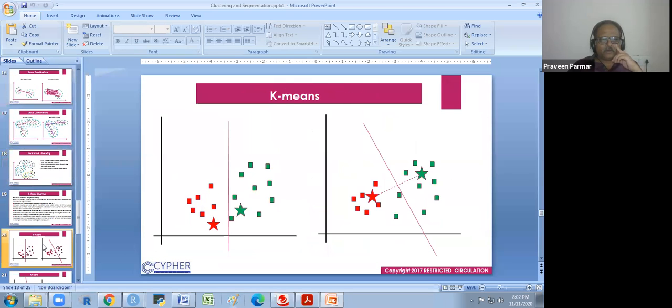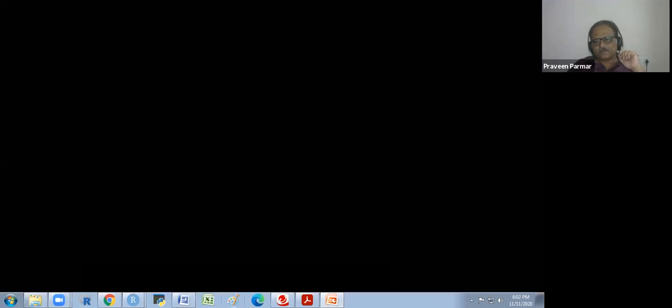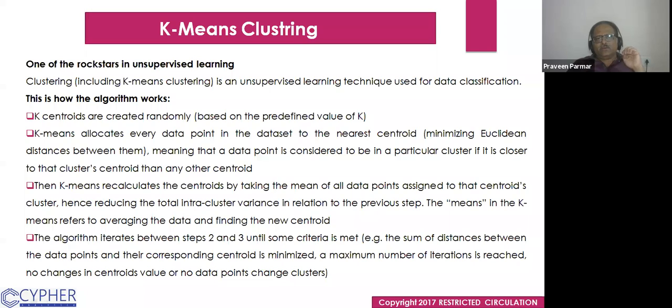So these are about the clustering, hierarchical clustering. Now we talk about K-means clustering. K-means clustering is one of the rock stars in unsupervised learning.